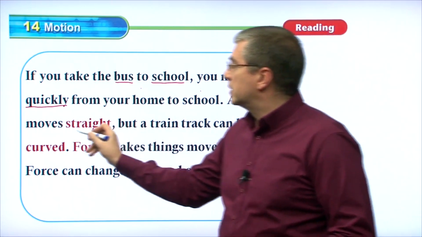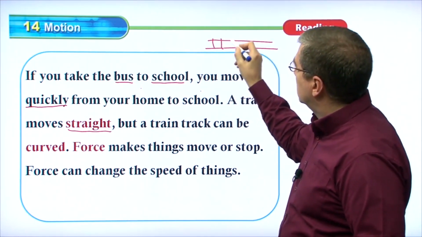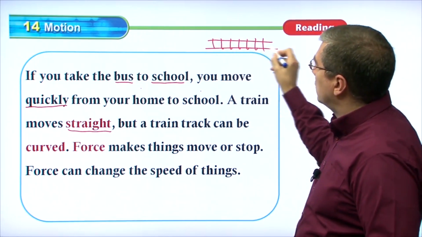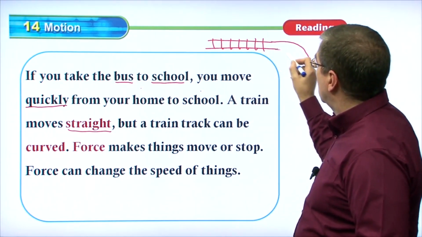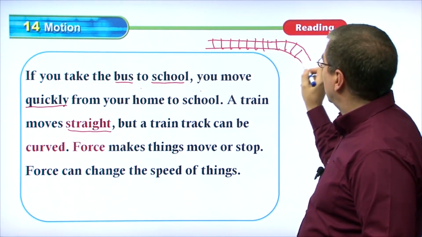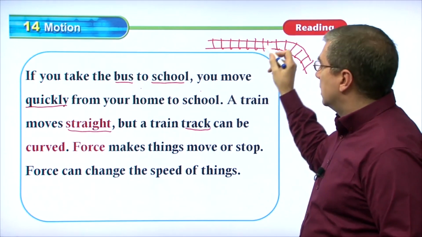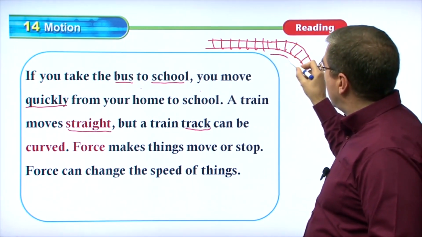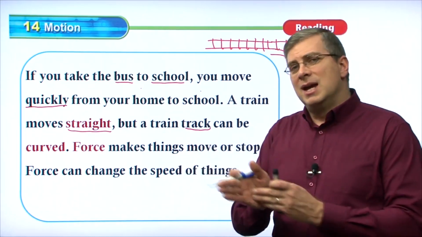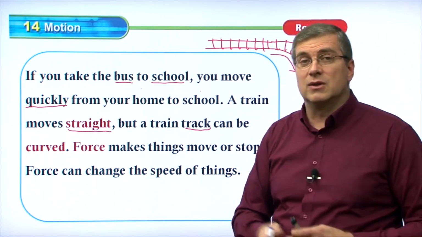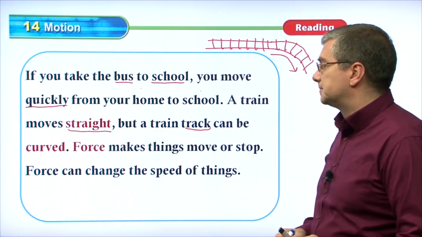We can say a train moves straight. So if you look at the train tracks, a train moves straight down the tracks. But sometimes a train track can be curved, and then the train changes direction, right? So a train moves straight, but a train track can be curved. It can go around in a curve, okay? Of course, we need to do that because trains can't always go straight. They have to change directions to go around mountains, to go around rivers, to go around buildings. So train tracks are also curved.